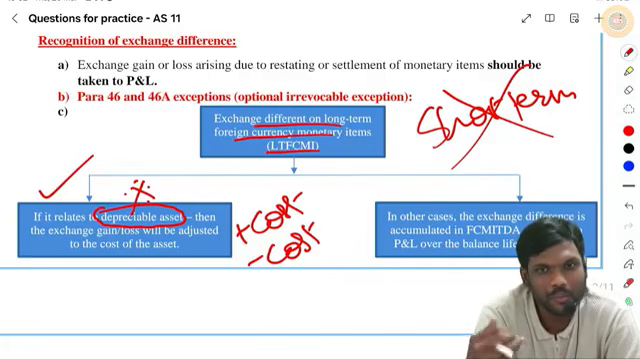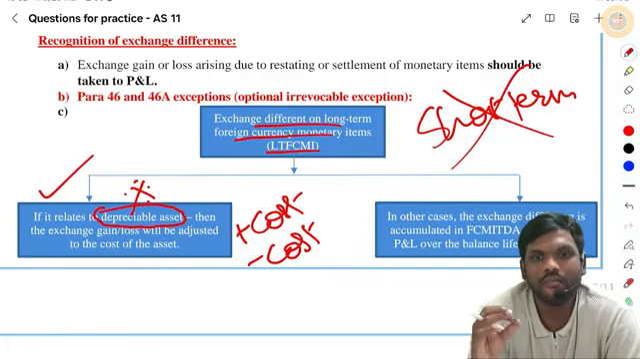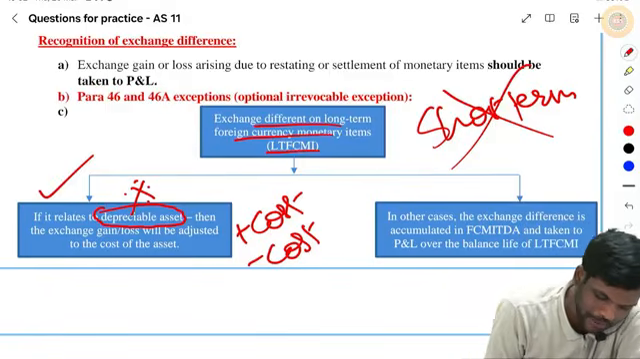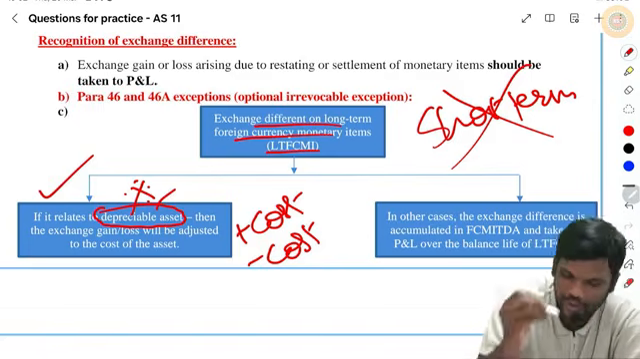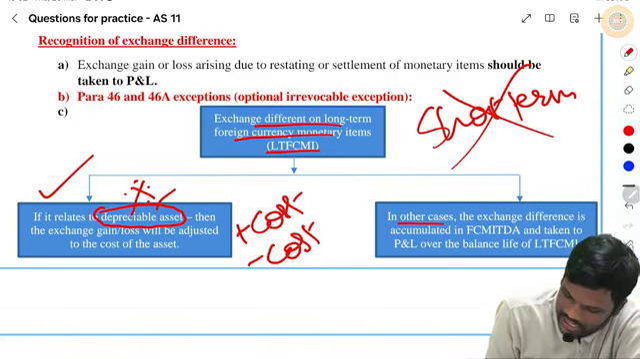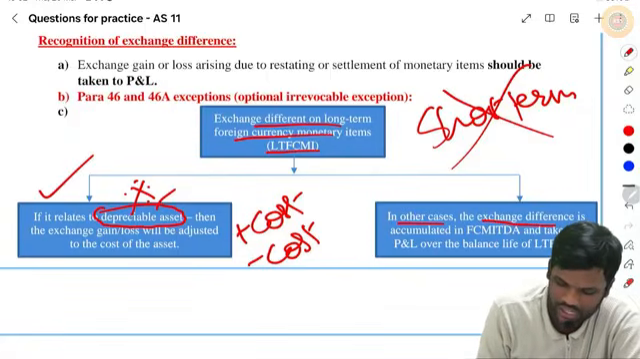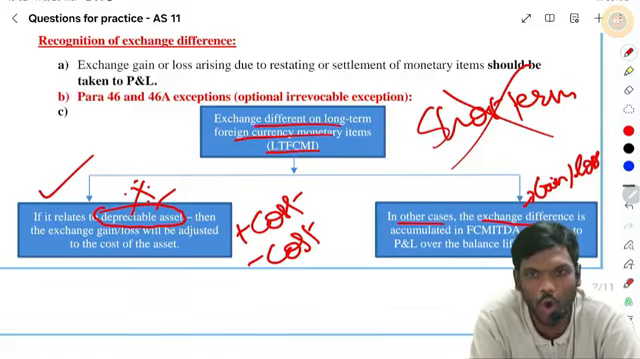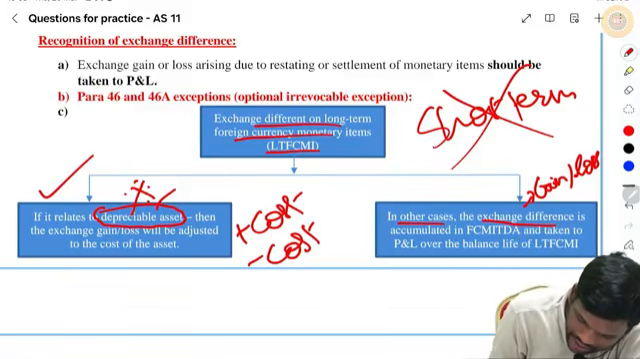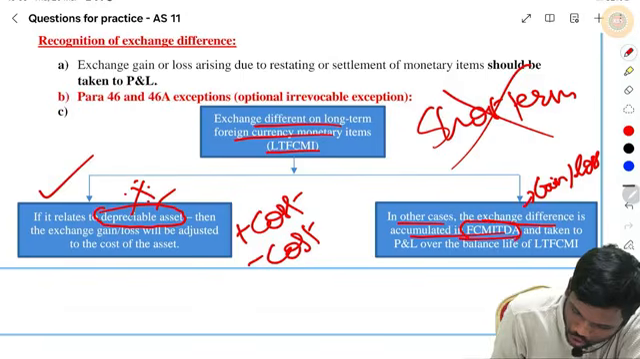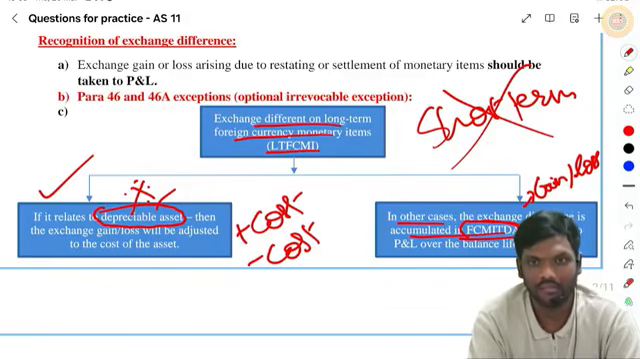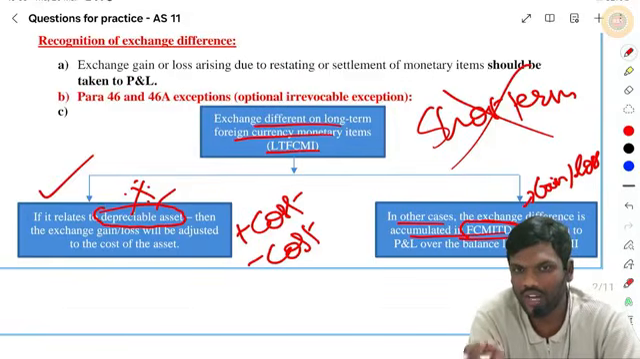In both these situations, the long-term foreign currency monetary item is not being used for the purpose of a depreciable asset. Then what AS11 says is, in other cases, whatever exchange difference, it can be gain or loss, any exchange gain or loss will be accumulated in a separate account called FCMITDA. This FCMITDA applies only if it is used for situations other than depreciable assets.